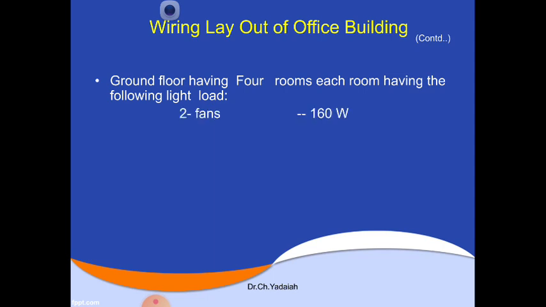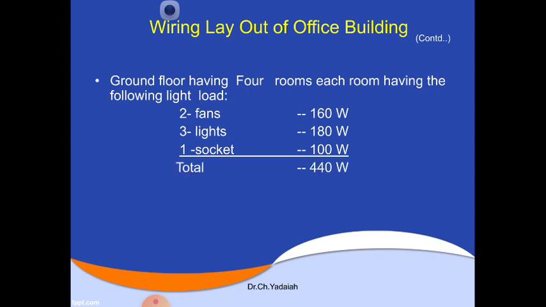What is the load? These are all the loads that we are assuming. Practically, you will be given the load; otherwise we assume it. Now, on the ground floor we are assuming each room contains 2 fans. 1 fan capacity is 80 watts, 2 into 80 is equal to 160 watts, and 3 lights of 60 watts, 3 into 60 is equal to 180 watts. Next, one lighting socket is 100 watts, 1 into 100 is equal to 100 watts.